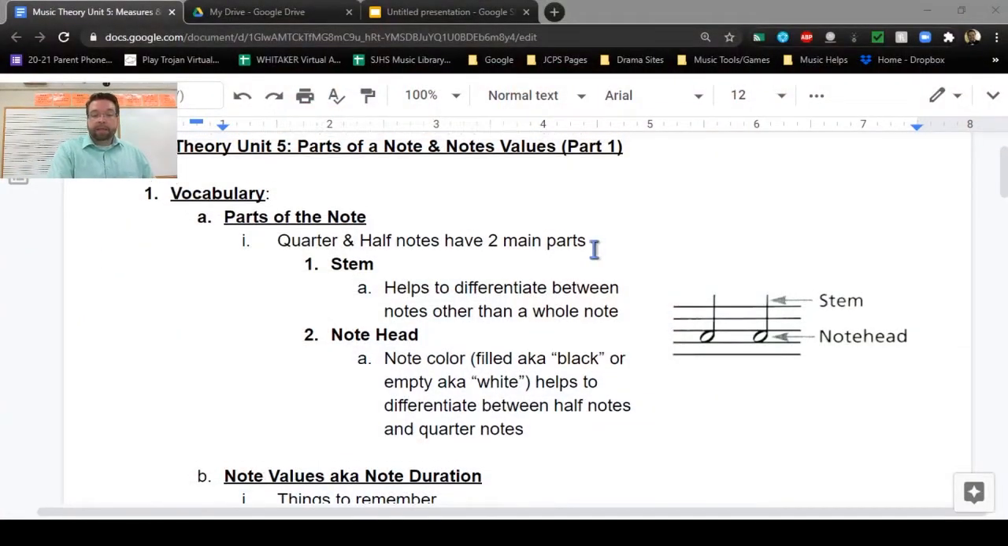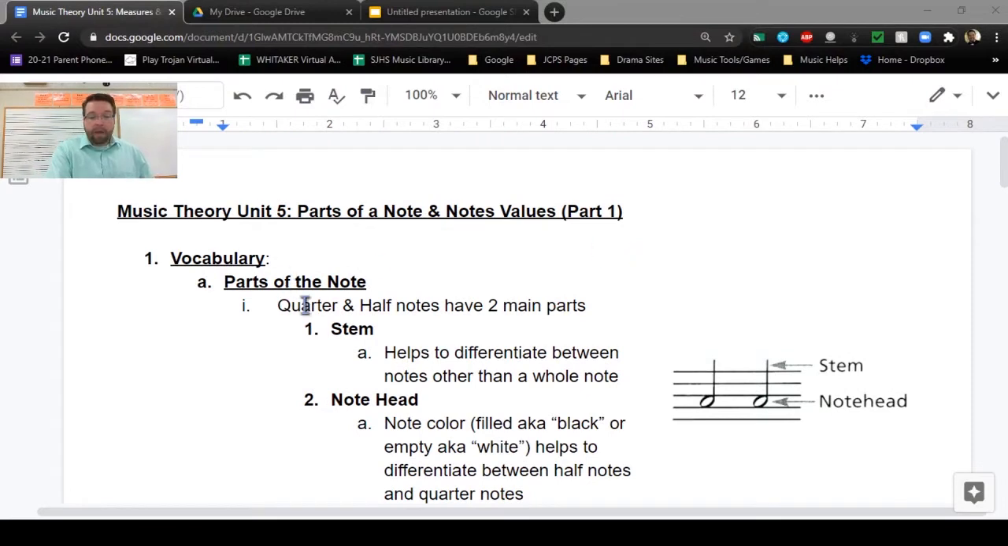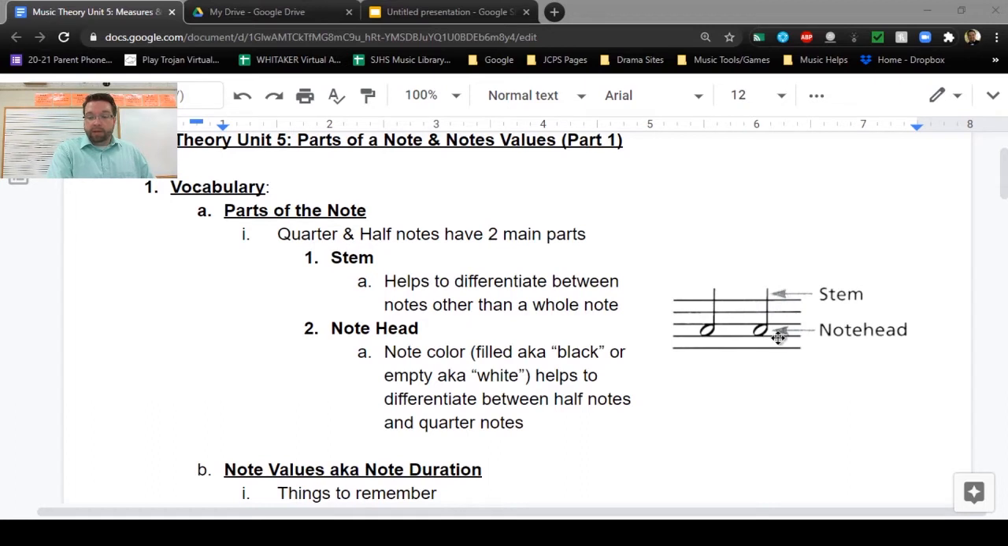Now, in this lesson, you'll be learning about the parts of a note, and we'll start off with the quarter and half notes. They have two main parts. The first part is the stem, which is this long stick right here that's attached to this note head. As you see here, this is the note head, where my cursor is, and this long stick coming from it is called the stem. The stem helps to differentiate between notes other than a whole note. So as you see, the only two notes that have this stem are the quarter notes and the half notes. We'll get into identifying those in just a moment.